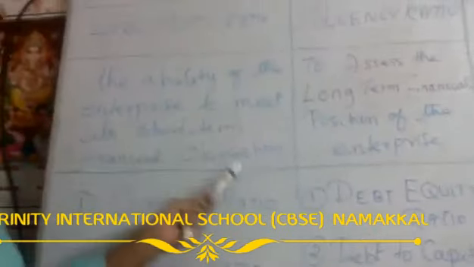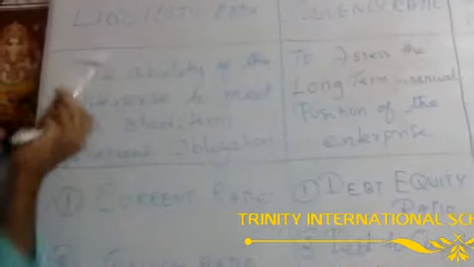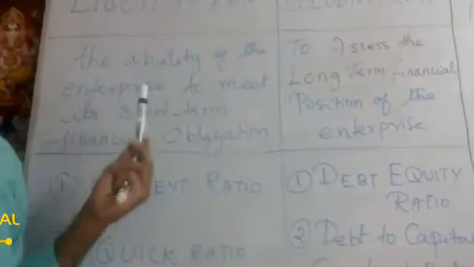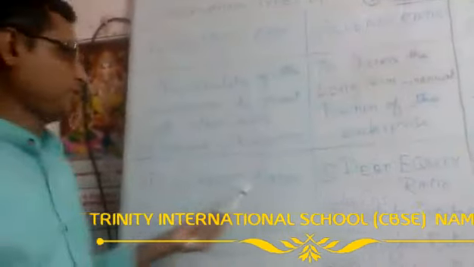Here, what do you mean by liquidity ratio? It is the ability of the enterprise to meet its short-term financial obligations. For that, you want to know whether our company is able to repay our obligations. So the first important ratio is the current ratio.